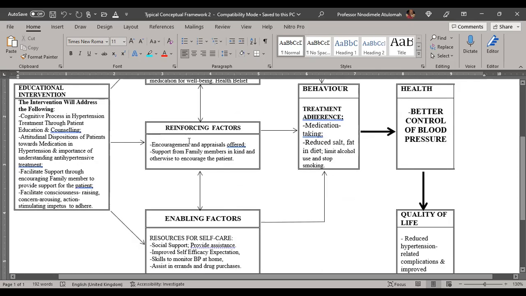Then the reinforcing would be resources that the at-risk population will require to overcome the problem phenomenon, okay? So we can have encouragement, appraisal offered by either health workers or family members. We can have support from family members and also encouragement from peers. These are the reinforcing factors. So if you're looking at drug use, this is very important. In drug use, you can include social learning here. You see how we are composing it? So we use Bandura's social cognitive theory here.